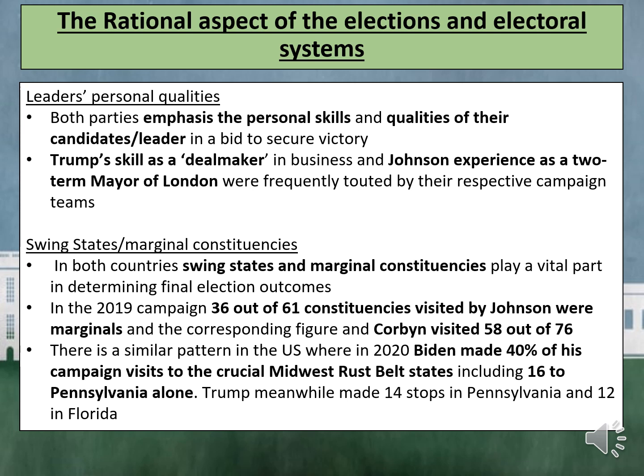In both countries, swing states and marginal constituencies play a vital part in determining the final election outcome. In the 2019 campaign, 36 out of 61 constituencies visited by Johnson were marginals, and the corresponding figure visited by Corbyn was 58 out of 76. There is a similar pattern in the US, where in 2020 Biden made 40% of his campaign visits to the crucial Midwest Rust Belt states, including 16 to Pennsylvania alone. Trump, meanwhile, made 14 stops in Pennsylvania and 12 in Florida.